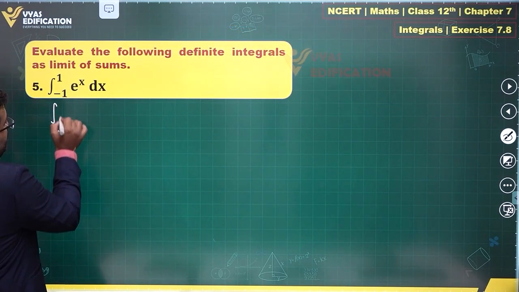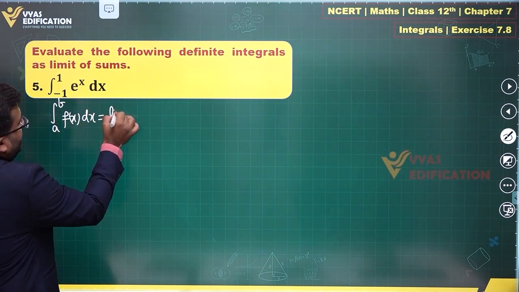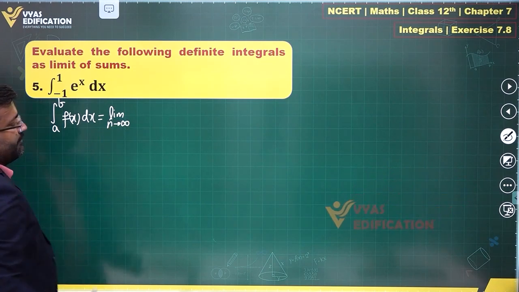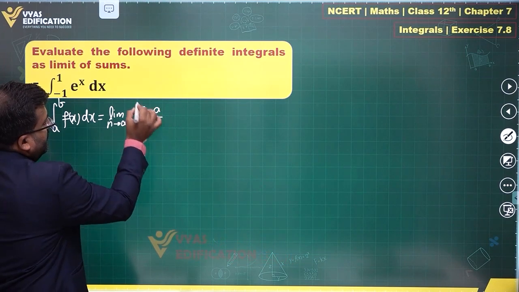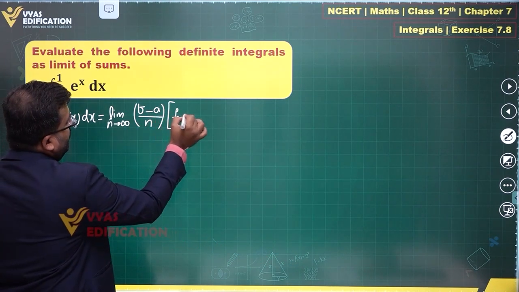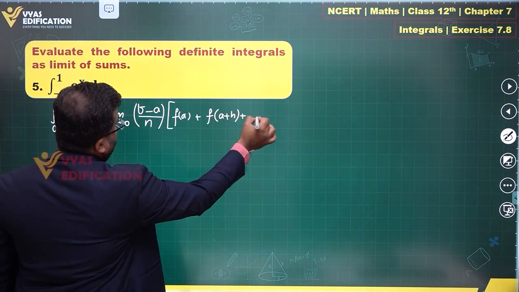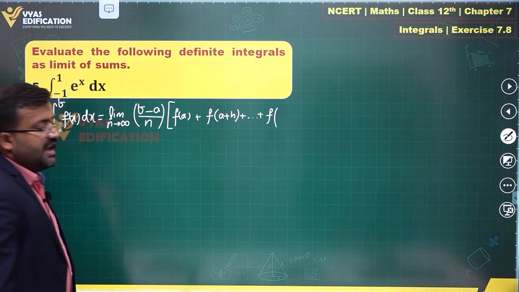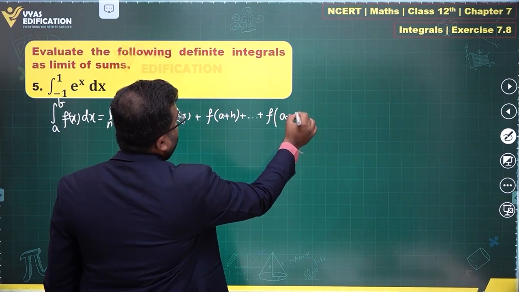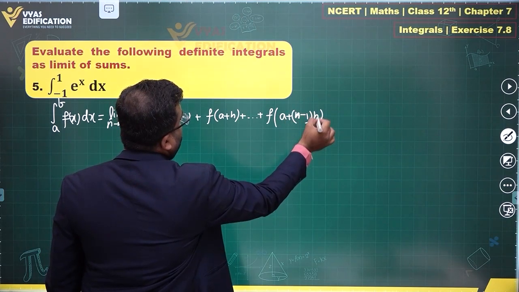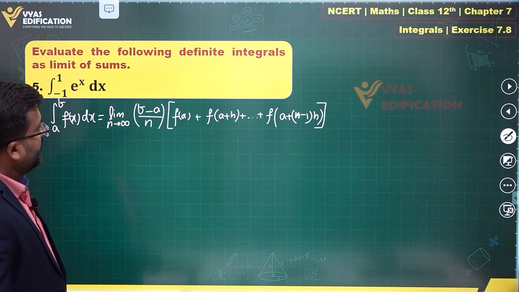So the integral from a to b of f(x) dx can be written as the limit as n tends to infinity of (b minus a) upon n, times, in the square bracket, f(a) plus f(a plus h) plus dot dot dot f(a plus (n minus 1)h). Brackets closed. This is what you have. Is that okay? Yes, that looks pretty much okay.